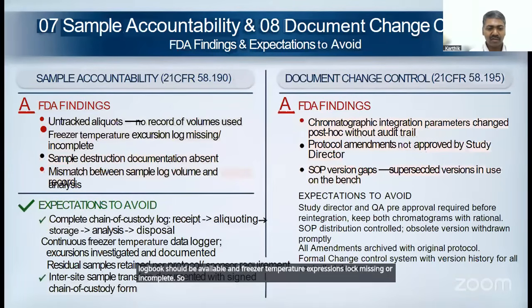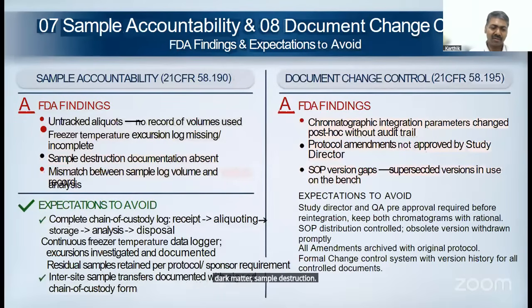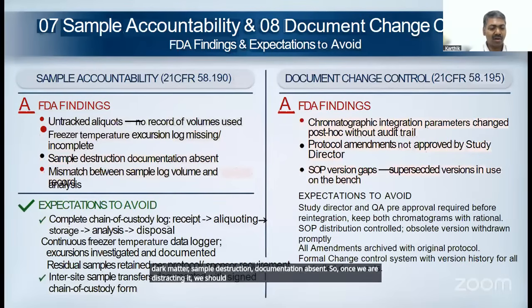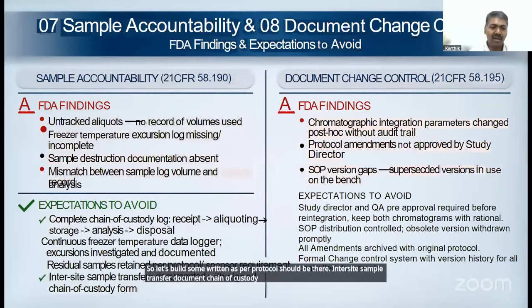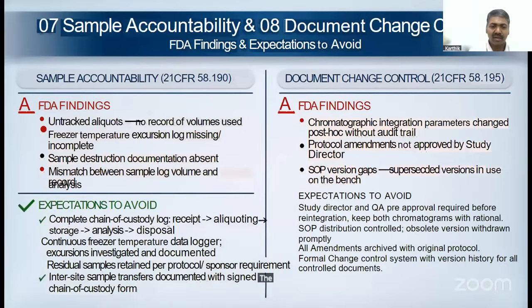So in such cases, a continuous freezer temperature data logger and excursion investigation should be documented. Sample destruction documentation is absent. Once we are destroying samples, we should have a documented procedure, and it has to be provided when asked. Mismatch between the sample log volume and the record of analysis. So residual sample as per protocol should be there. Inter-site sample transfer documents and chain of custody form should be there. And at every place the log should be there.